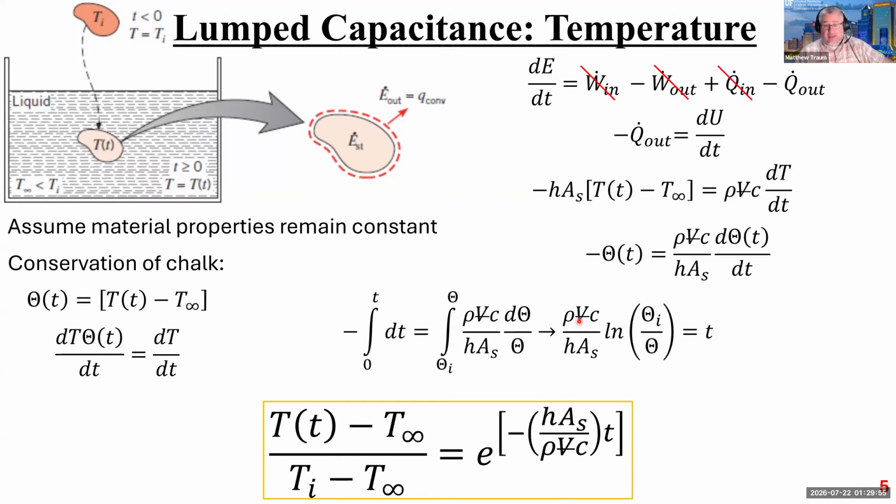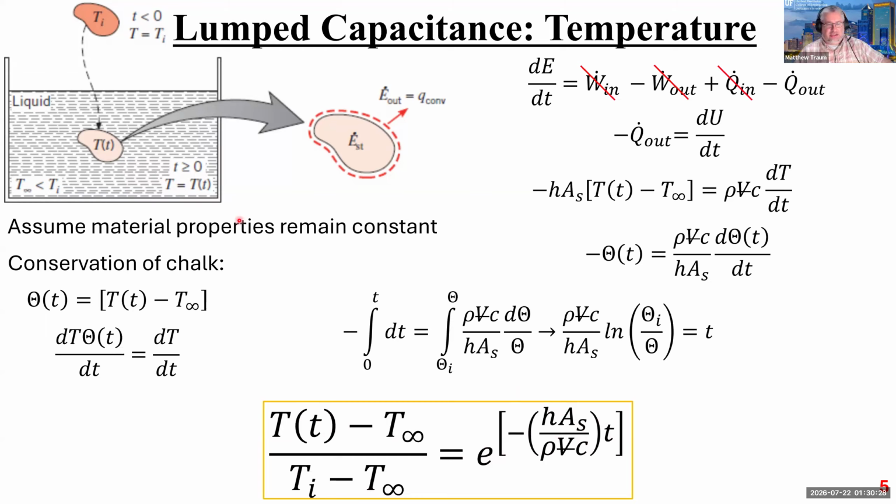So that's my solution. And then to make it easier to solve, I just exponentiate both sides, right? So I end up with just theta over theta initial, which I've now broken back out into t minus t infinity and t initial minus t infinity, so that you can see the relationship between temperature with respect to time, and then this exponentiation. And it's just e to the minus hA over rho Vc times t.